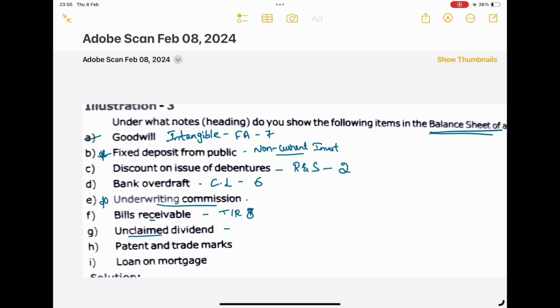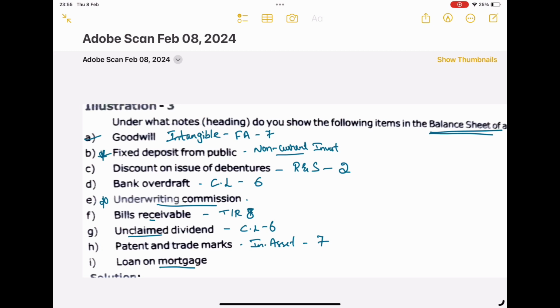It's a duty of the company to pay the dividend on time. If there is any lag, definitely within 1 year they have to pay. So under current liabilities, other current liabilities, we can show this unclaimed dividend. Next, patent and trademark, obviously it is also an intangible asset, so definitely note 7 we are going to reflect.